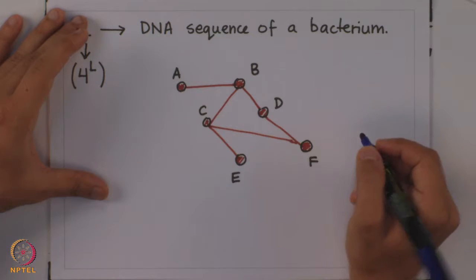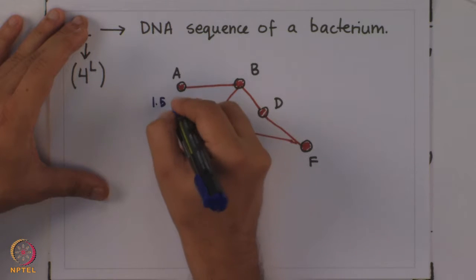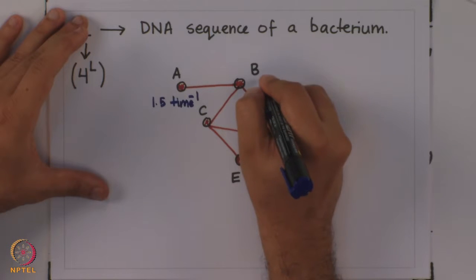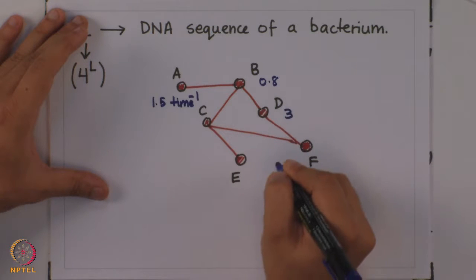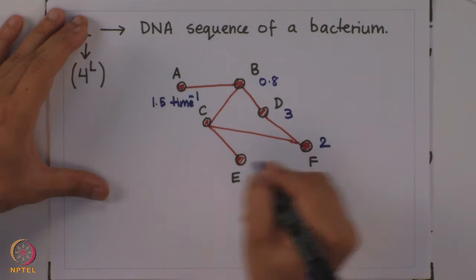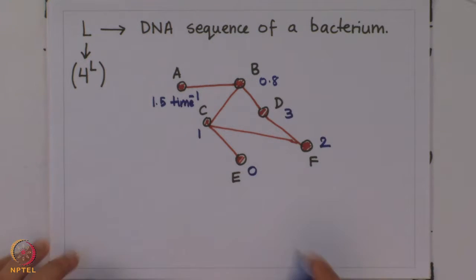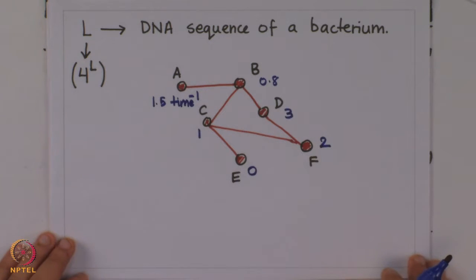So, let us just write down the growth rates associated with each particular sequence, that is each particular node in our graph. Alright. So, let us say sequence A grows at 1.5, and the units for the growth rate will be time inverse, we are not specifying units. B could be maybe 0.8, D is 3, F is 2, C is 1 and E is 0. So, these numbers represent the growth rates associated with the sequence that each node is representing.